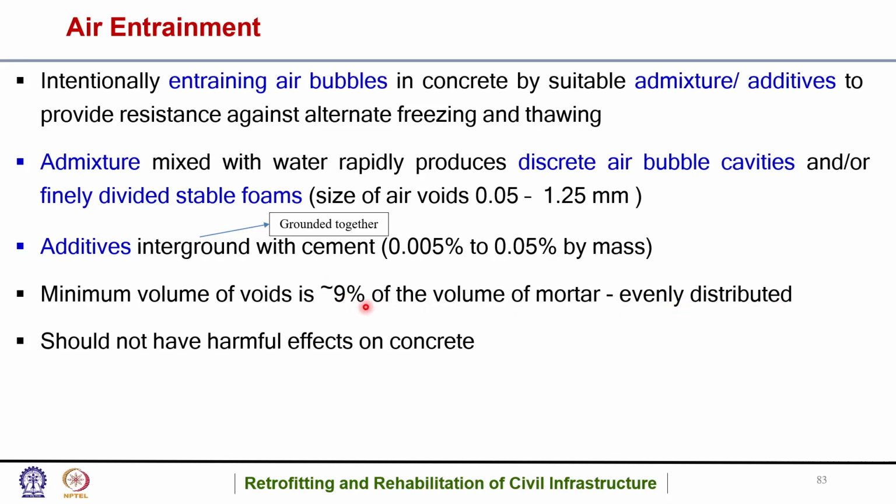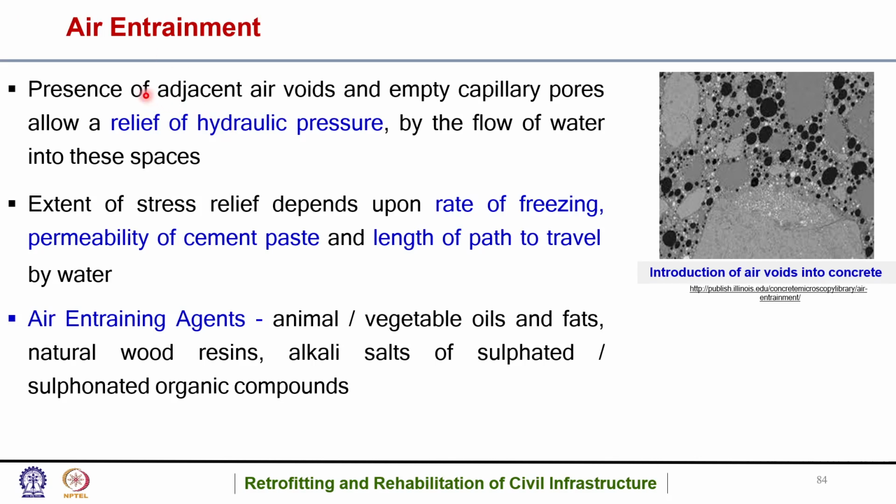The 9% is because, as per literature, a 9% increase in the volume of water is found when it converts into ice. And it should not have harmful effects on concrete, obviously, because otherwise it will have other side effects. The presence of adjacent air voids and empty capillary pores allows a relief of hydraulic pressure by the flow of water into these spaces. The extent of stress relief depends upon the rate of freezing, permeability of cement paste, and length of path to travel by water. The air entraining agents can be any animal or vegetable oils and fats, natural wood resins, alkali salts of sulfated or sulfonated organic compounds. So it can be of various types.